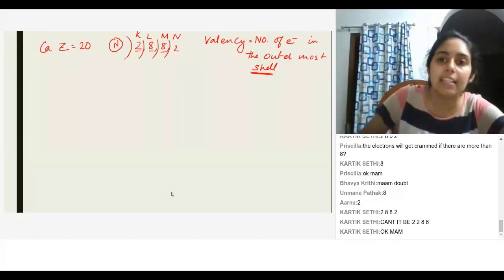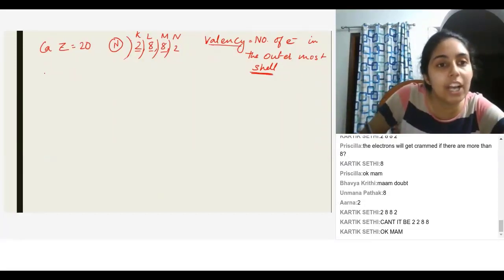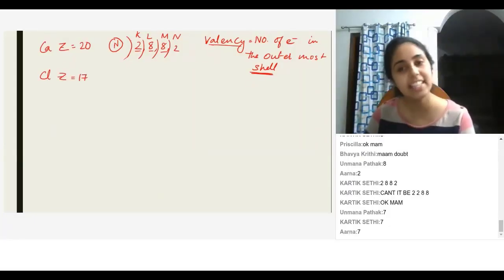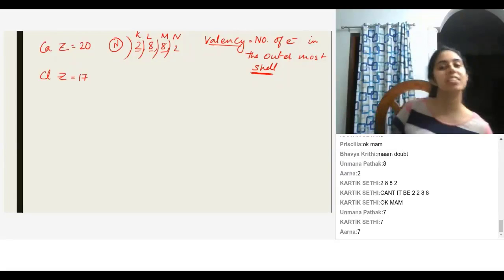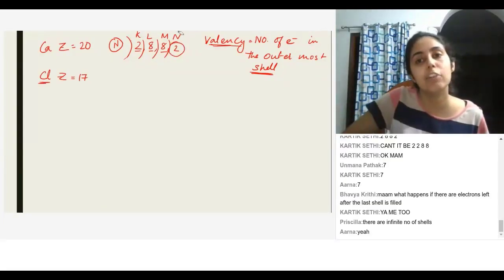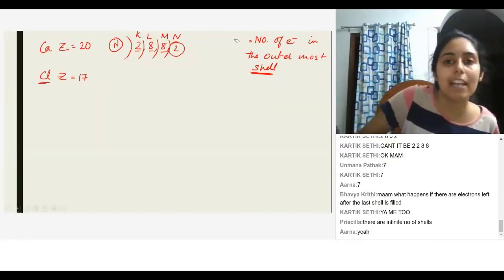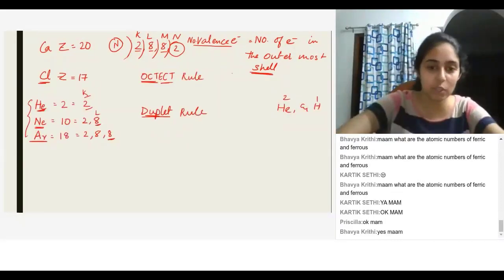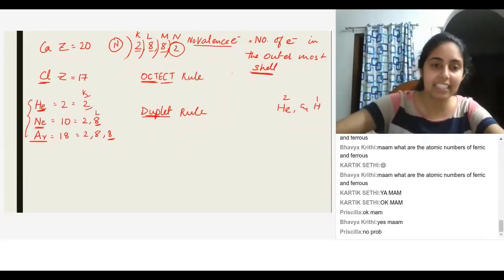What is the valency of chlorine? Chlorine atomic number is 17, so the outermost shell has 7. Valency is the number of electrons in the outermost shell. Actually, instead of valency, let's say number of valence electrons.